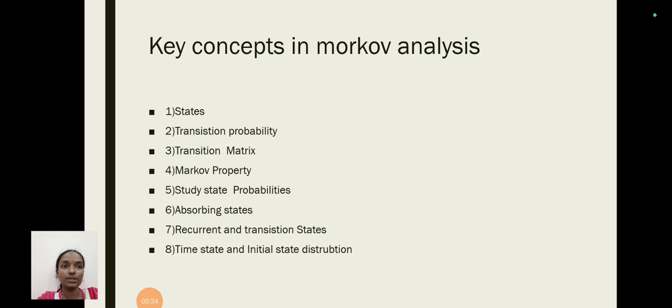Next, key concepts in Markov analysis. I collected 8 key points. There are many others. First one is states, transition probability, transition matrix, Markov property, steady state probabilities, absorbing states, recurrent and transient states, time state and initial state distribution.